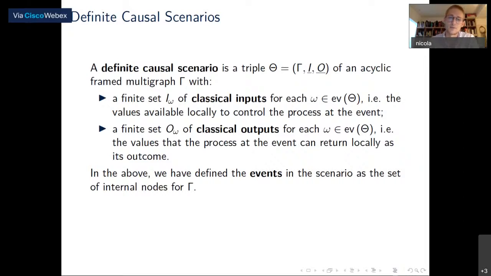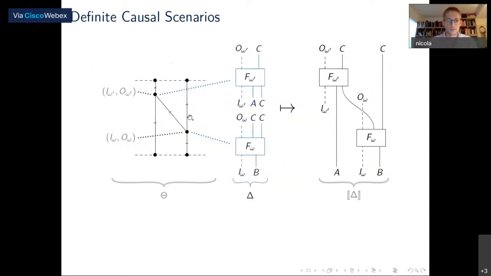And an assignment, for every node of the graph, of a finite set of classical inputs, the values available locally to control the process at the event, and a finite set of classical outputs, the values that the process at the event can return locally as an outcome. So it's a classical backbone of the experimental scenario. You have the causal structure, and then all the classical inputs and outputs. This is a definite causal scenario.